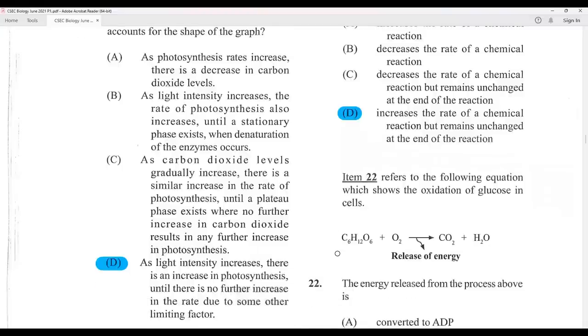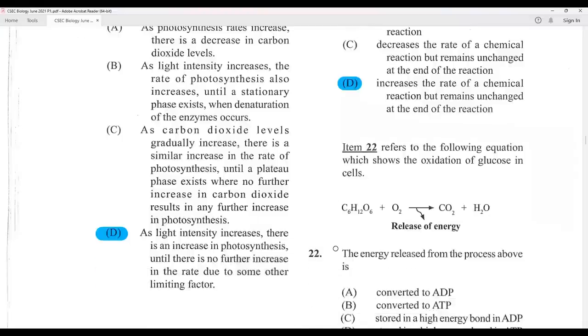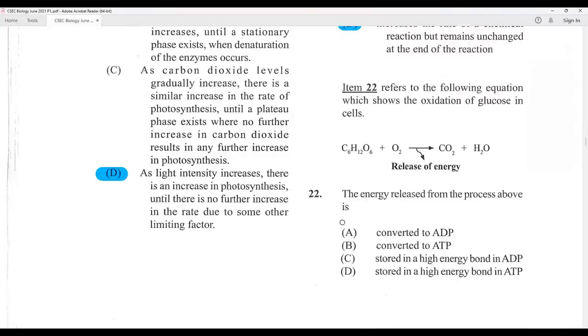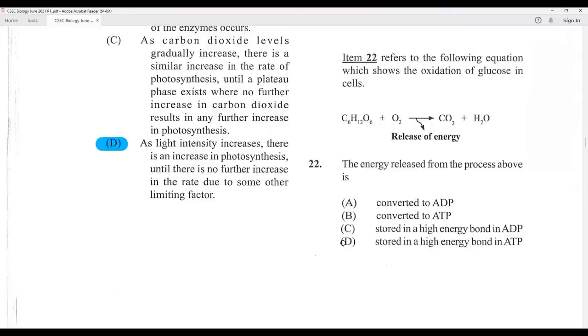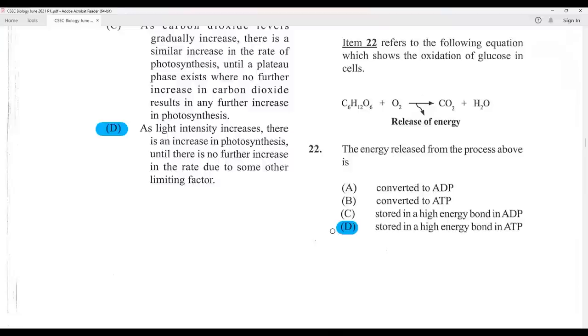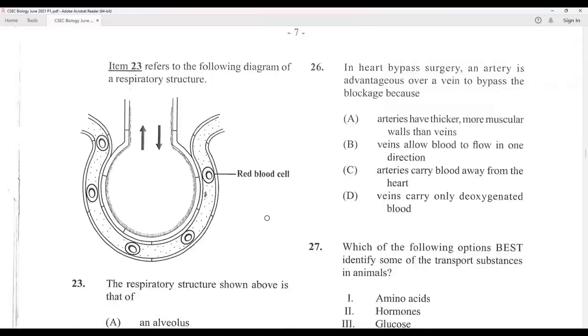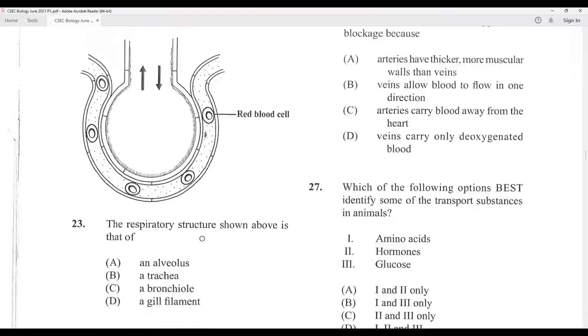Item 22 refers to the following equation, which shows the oxidation of glucose in cells. The energy released from the process above is stored in high energy bonds in ATP. ATP stands for adenosine triphosphate. ADP stands for adenosine diphosphate. When you want to store the energy, you use adenosine triphosphate. Item 23 refers to the following diagram of a respiratory structure. The respiratory structure shown above is an alveolus. Another name for alveolus is ASA.